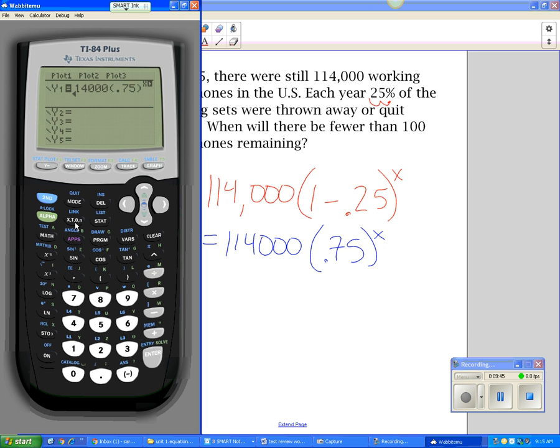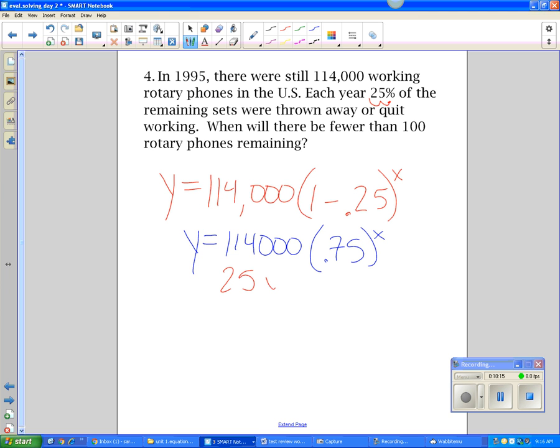All right, so when will there be fewer than 100 phones? Let's see. Monica, am I looking for 100 on the X or the Y? Good. So fewer than 100 phones. Do not say the answers out loud. All right. So it looks like fewer than 100. I'm getting 25. Yes? Y'all agree with that? So 25 years. Okay.